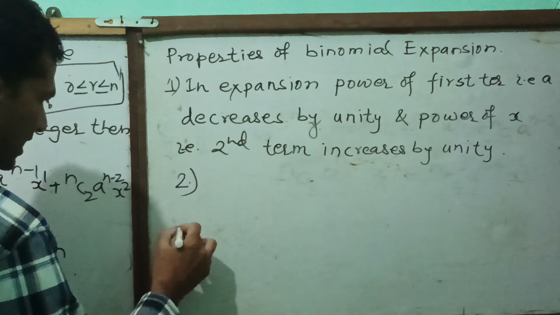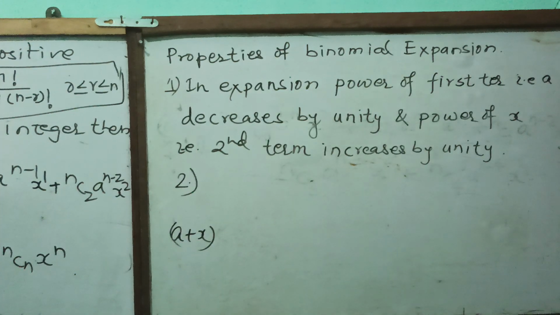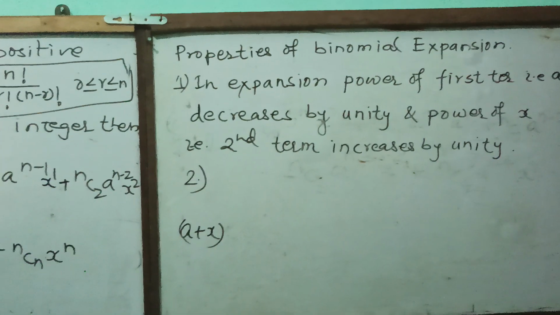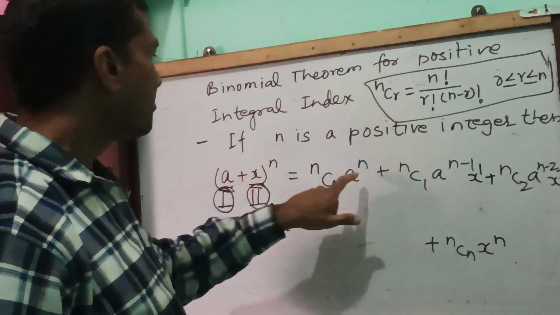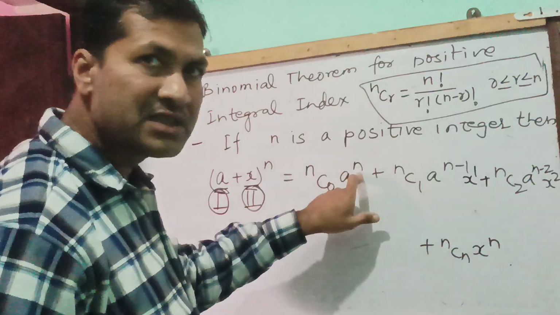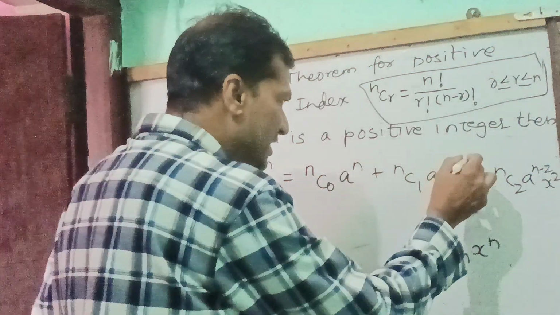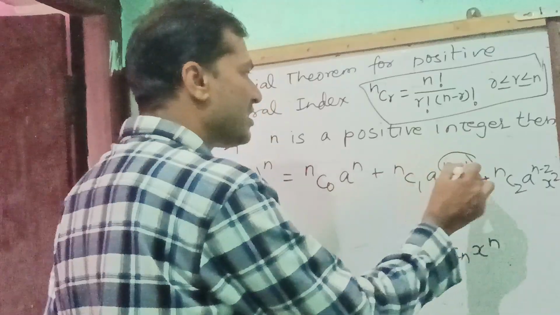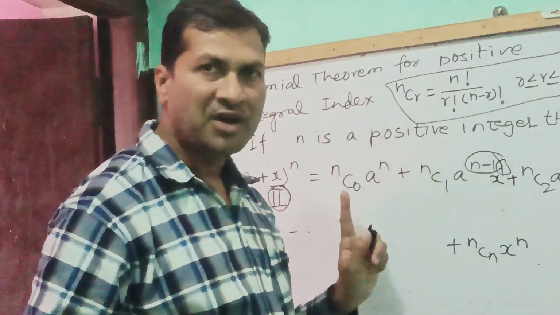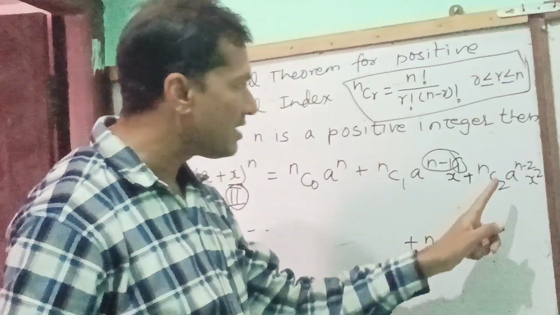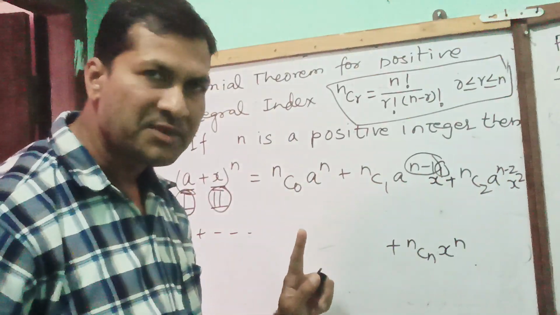This one is a plus x, we have written in the beginning over here. So just go for this one only. Total index is how much here? N. The first term, the index is N itself. Second term, these are the two indices: a to the index is n minus 1, and x to the power 1. So n minus 1 plus 1 became N itself. N minus 2 plus x to the power 2, the sum is again N.